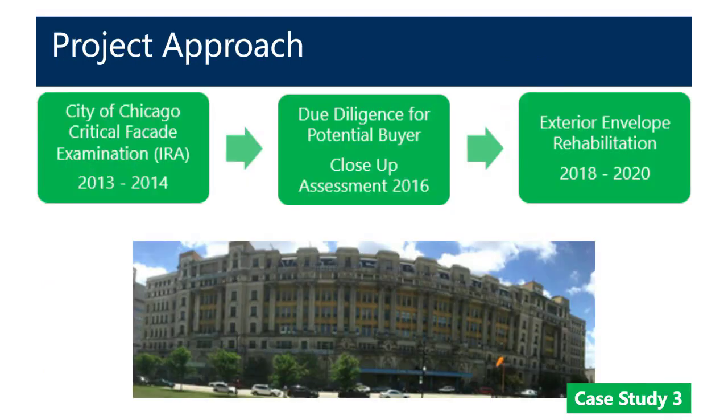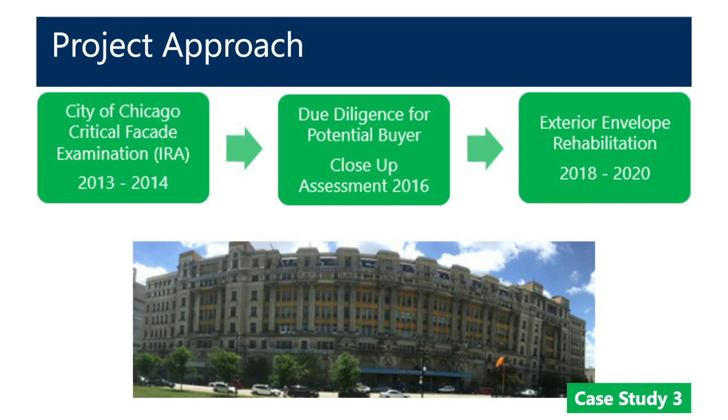So looking at one more case study, and you'll note that this has a slightly different approach. This building is a 19-teens building, also in Chicago. And here, it's clad with brick and terracotta and stone. So this project started with the City of Chicago critical facade examination using industrial rope access, meaning that it was pretty limited in terms of what could be done as part of that initial assessment.